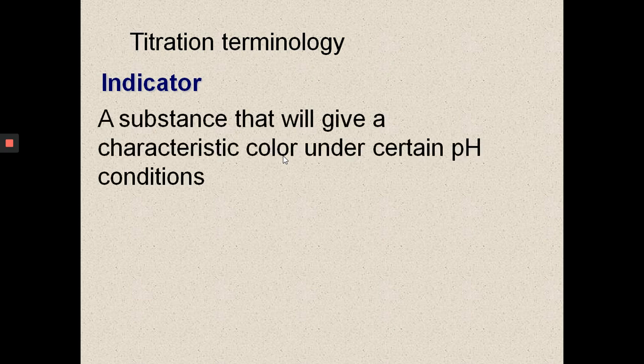Indicator. Indicator is a substance that will give a characteristic color under certain pH conditions. So usually the indicator is going to react to either acid or base and show a color to tell us visually whether that unknown solution is acidic, basic, or neutral.